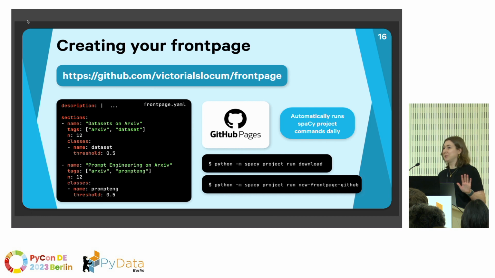So once the data is downloaded, GitHub Pages will also automatically pre-process, train a new model, generate the content stream with the model and data, and then populate the front page. This sounds like a lot, but it's actually just running spaCy project run new front page at GitHub behind the scenes. So again, the spaCy project system has really made it nice to incorporate all these commands and run them reproducibly, automatically every day.